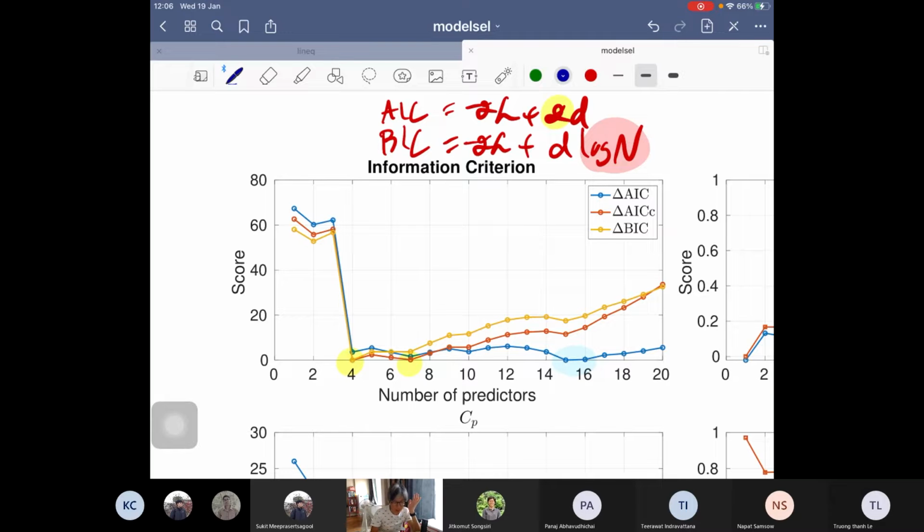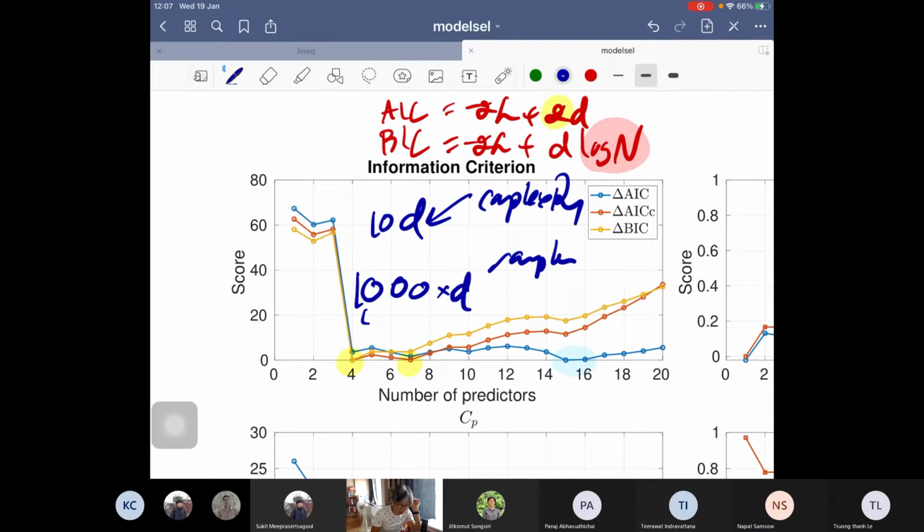The term penalize means that, for example, if I have 10 times D and I have 1,000 times D, where D is the number of parameters, so it suggests the model complexity, you're trying to minimize the score. So if I have a factor of 10 and a factor of 1,000, with this choice it means that I focus more on the complexity. I care more about complexity. That's why I put so much weight in here.